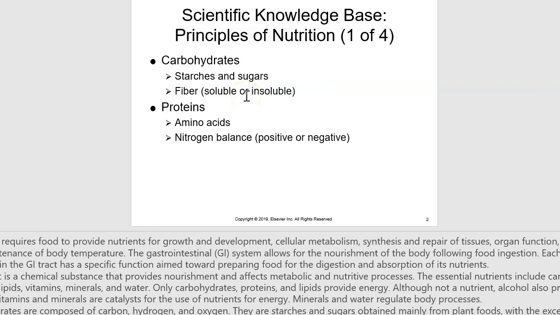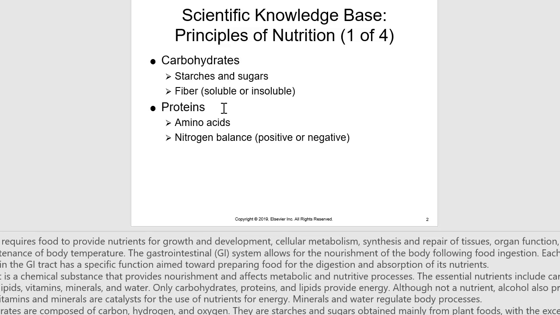We use carbohydrates for energy. Usually carbohydrates will end in the 3 letters OS. So lactose is an example of a carbohydrate that's found in milk. Carbohydrates provide 4 calories per gram of carbohydrate.